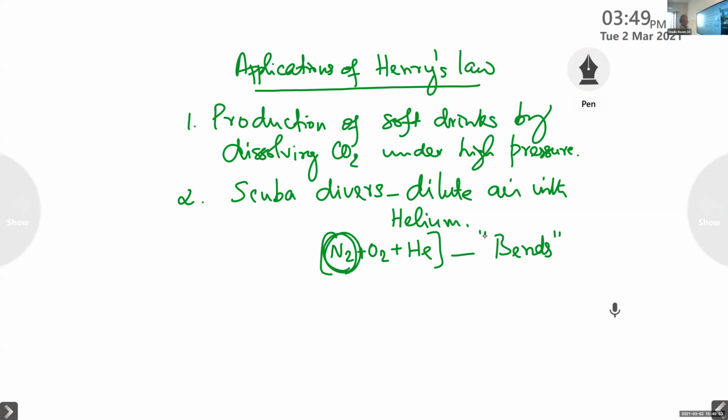So another application of Henry's law can be seen. At high pressure, more gas will be dissolving. Say underwater, that is high pressure. So more nitrogen, oxygen and helium will be dissolving. So in the place of nitrogen, if there is helium, the solubility of helium is less, and so the bends can be avoided. Okay. Then another problem, that is to avoid anoxia.